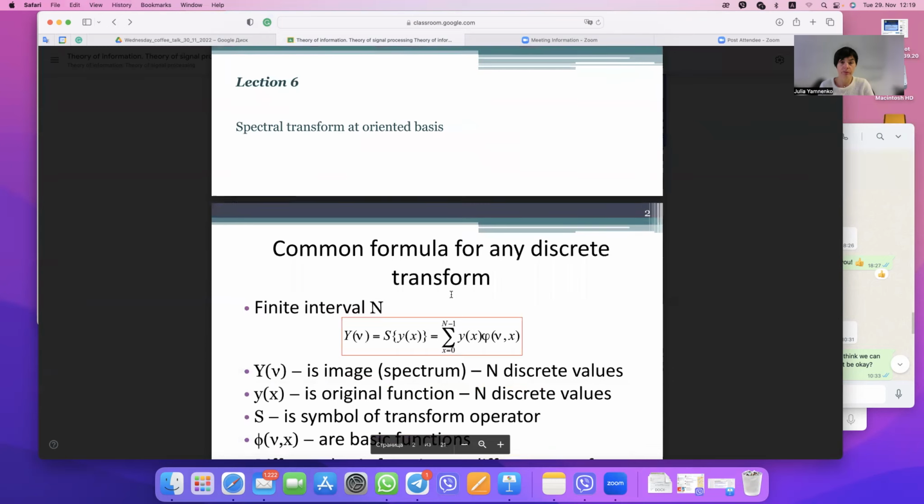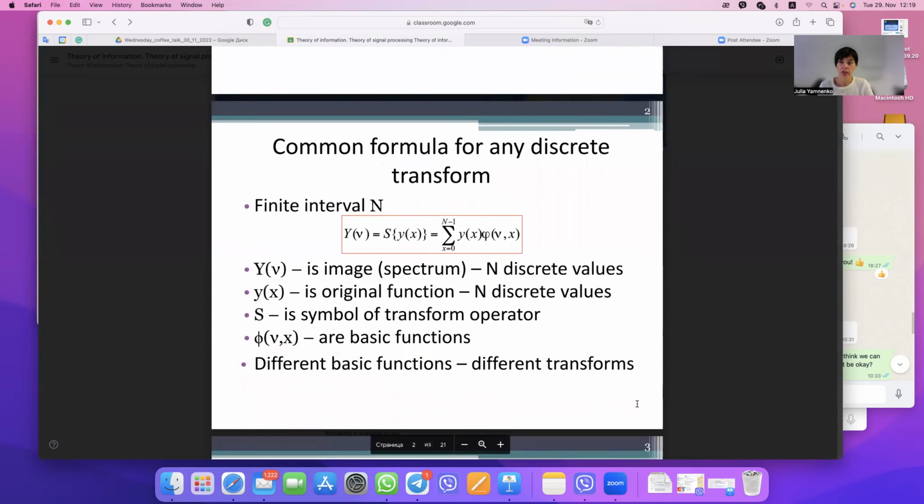Okay, let's start. If we consider just in general view the spectral methods, the methods of spectral analysis, let's talk only about discrete methods for the moment. So we could use the common formula for any discrete transform without distinguishing them from each other, without recognizing which kind of method there is. So this is like a common formula.